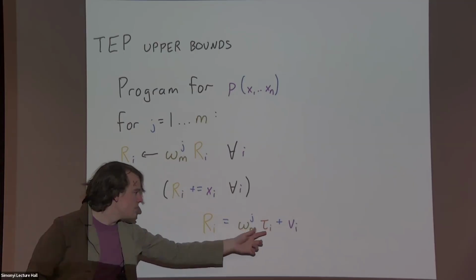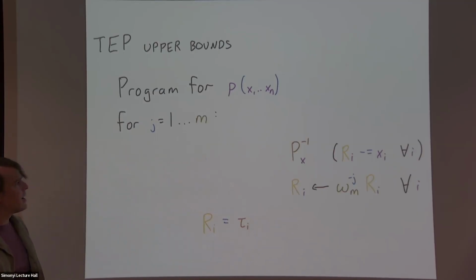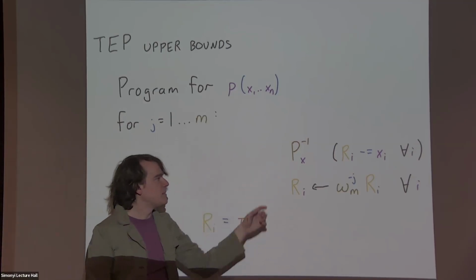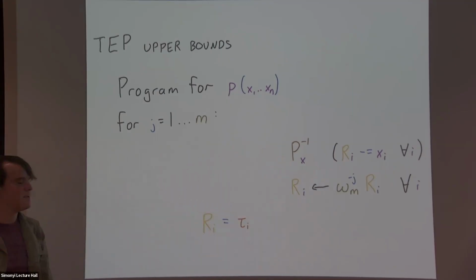And that puts the register in exactly the state that I want it to be in. Likewise, if I had that state before, I just do the opposite, right? I press the inverse button to subtract out the values, and then I divide by omega m to the J, and this gets me back my original value.